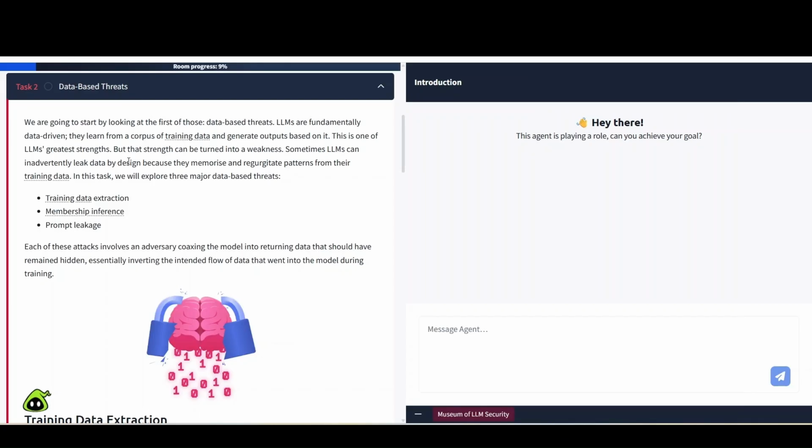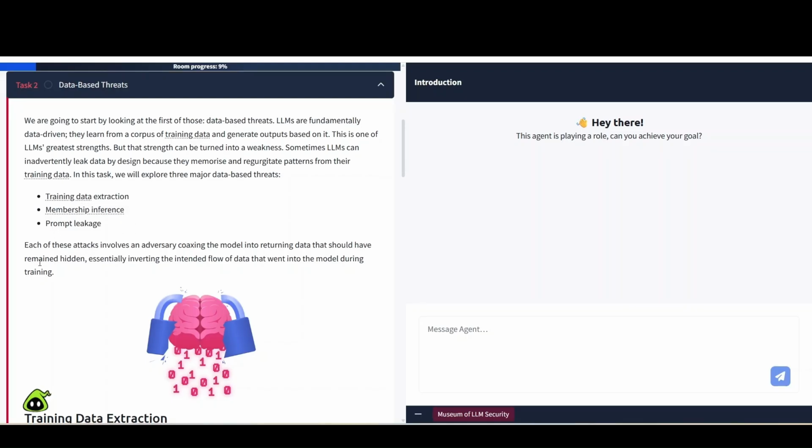Task 2, database threats. We are going to start by looking at the first of those database threats. LLMs are fundamentally data-driven. They learn from a corpus of training data and generate outputs based on it. This is one of the LLM's greatest strengths, but that strength can be turned into a weakness. Sometimes LLMs can inadvertently leak data by design because they memorize and regurgitate patterns from their training data. In this task, we will explore 3 major database threats: training data extraction, membership inference, and prompt leakage.